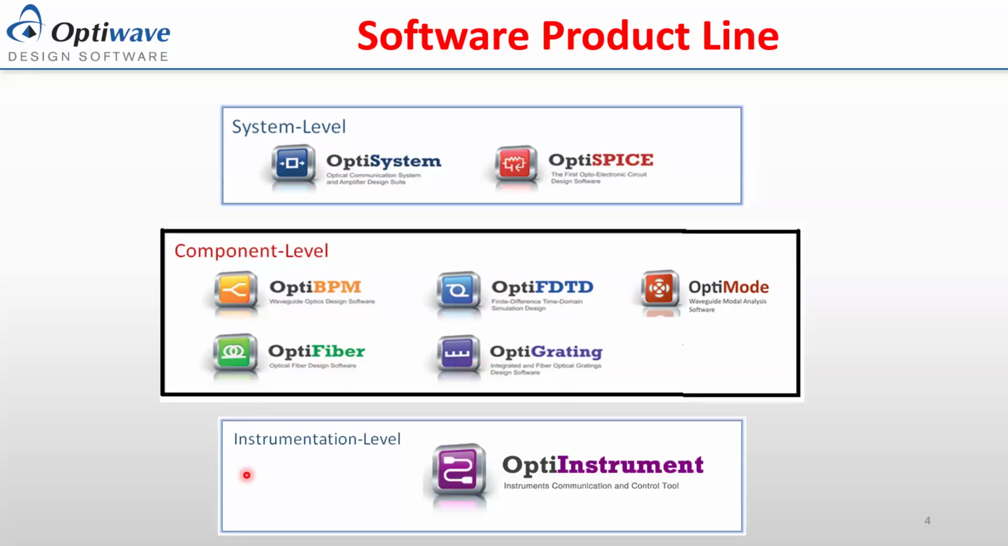The last category is the instrumentation software, which enables users to automate characterization setups. It can talk to any equipment, set up equipment, do measurements, and collect data. This data can be processed either internally with the software or externally.